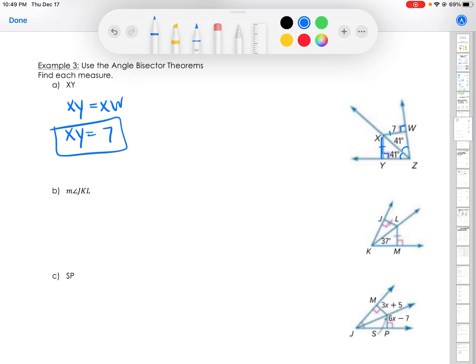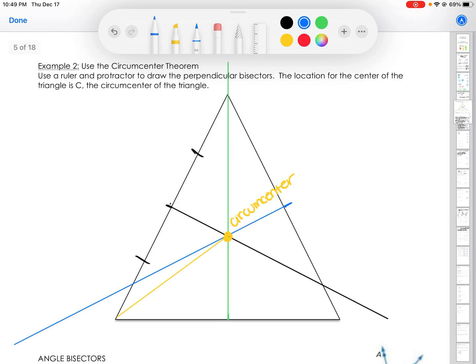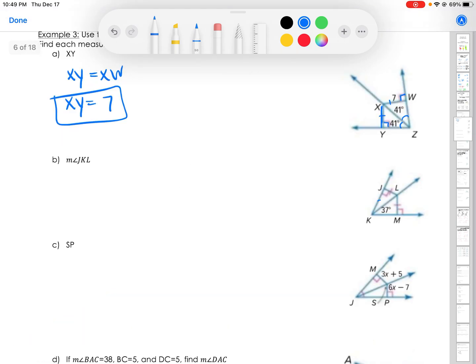In the next one, we want to find the measure of angle JKL. So the question is, what is the measure of this angle right here? Well, we see that we have these tick marks here saying that those are equal. We see the perpendicular, so we can assume that this is a bisector, which means that JKL, this angle, is congruent to LKM, this angle, so they should both be 37 degrees.